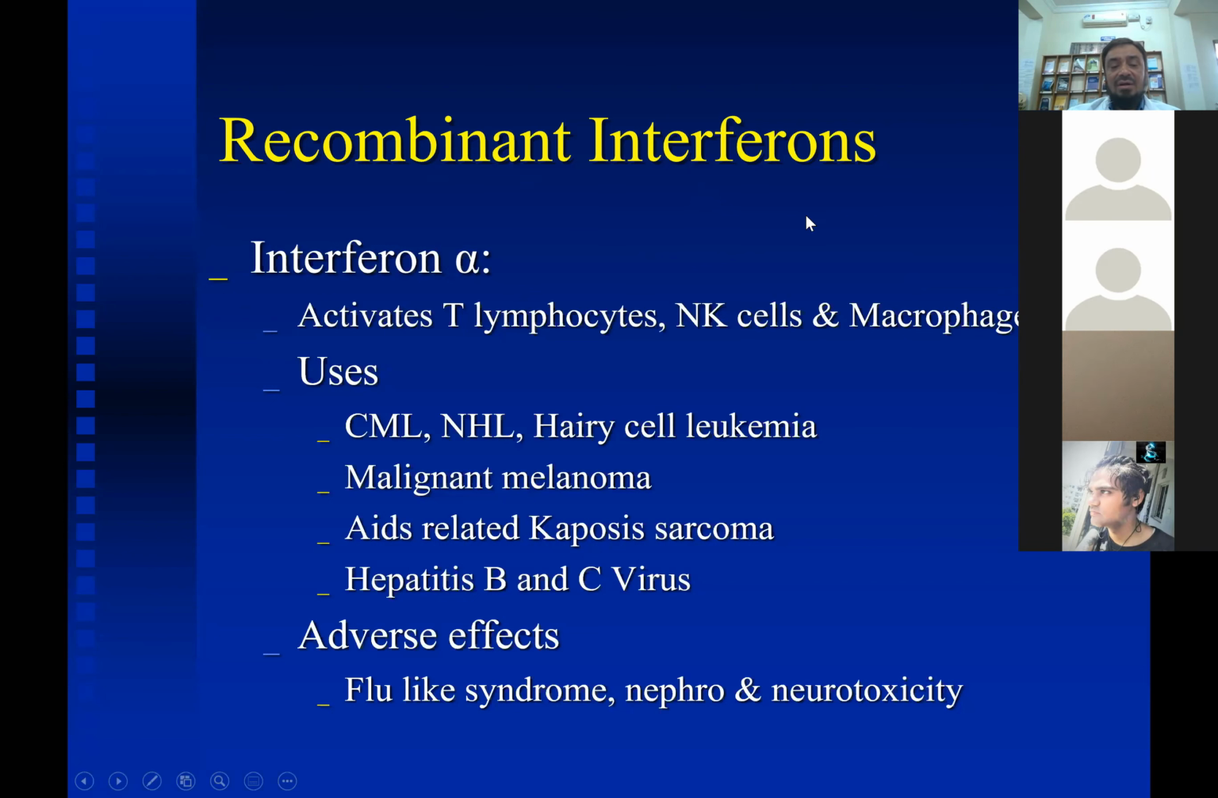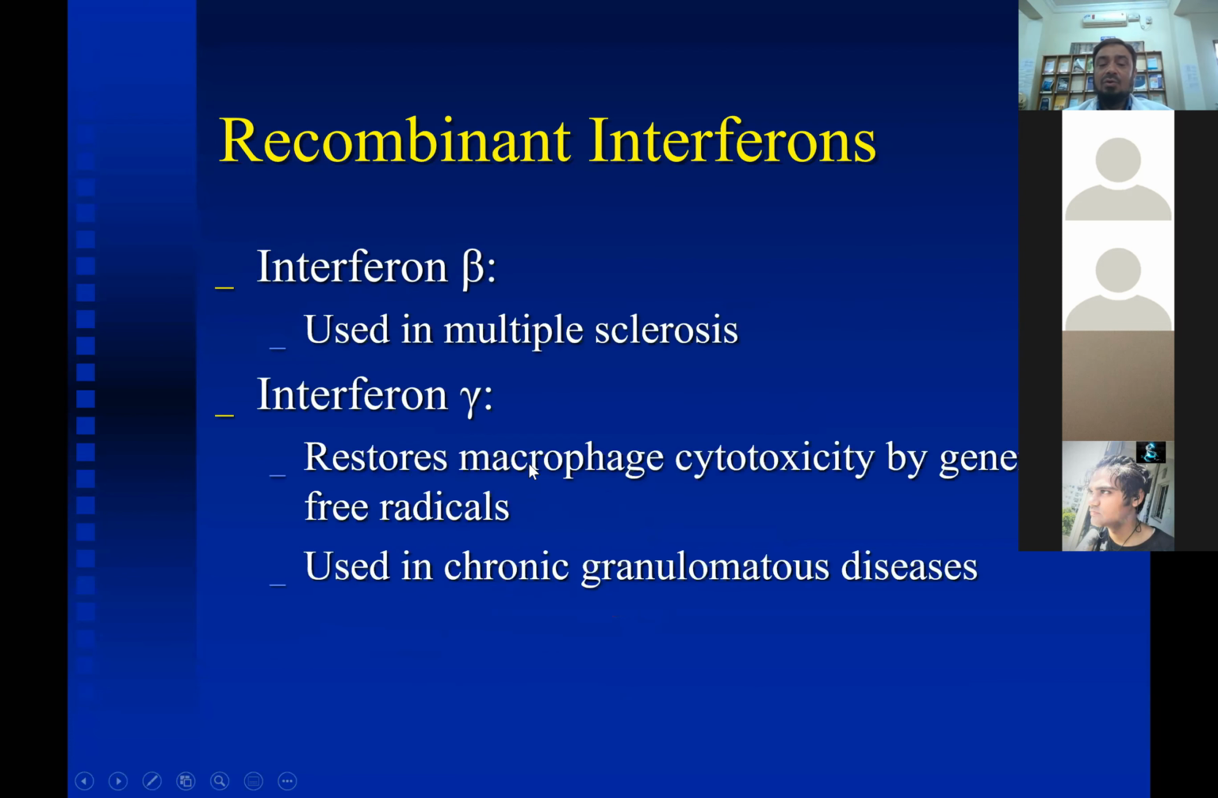These interferons activate the T lymphocytes, natural killer cells, and also the macrophages. Interferon alpha, main use, it can be used for hepatitis B and C virus infections. Other uses, it can be used in CML or non-Hodgkin's lymphoma, hairy cell leukemia, malignant melanoma, or AIDS-related Kaposi's sarcoma. Interferon beta is used in multiple sclerosis, and interferon gamma mainly in chronic granulomatous diseases.